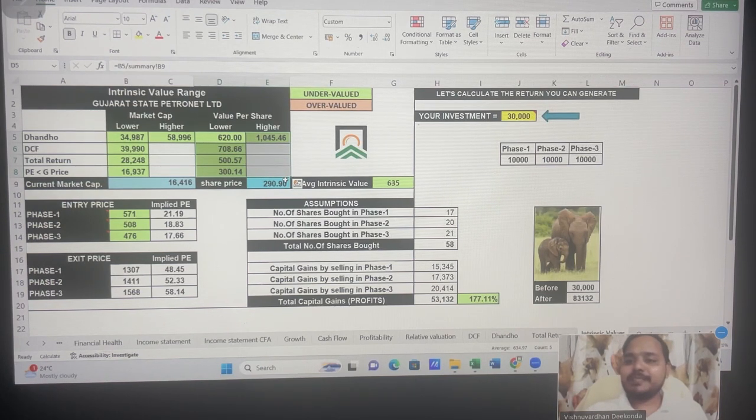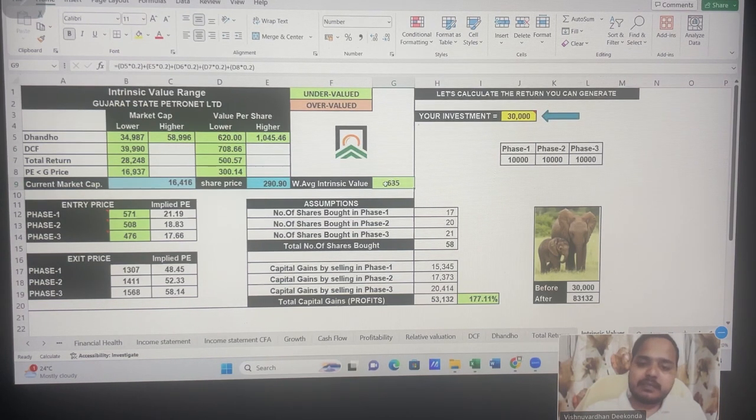What I generally do is, instead of relying on one valuation, I take the weighted average of all these values. I am going to assign a 20% weightage. Why 20%? Because we have 5 values, 20% each, that adds up to 100% after adding all 5 valuations. After doing that, we got 635 rupees as the weighted average intrinsic value.